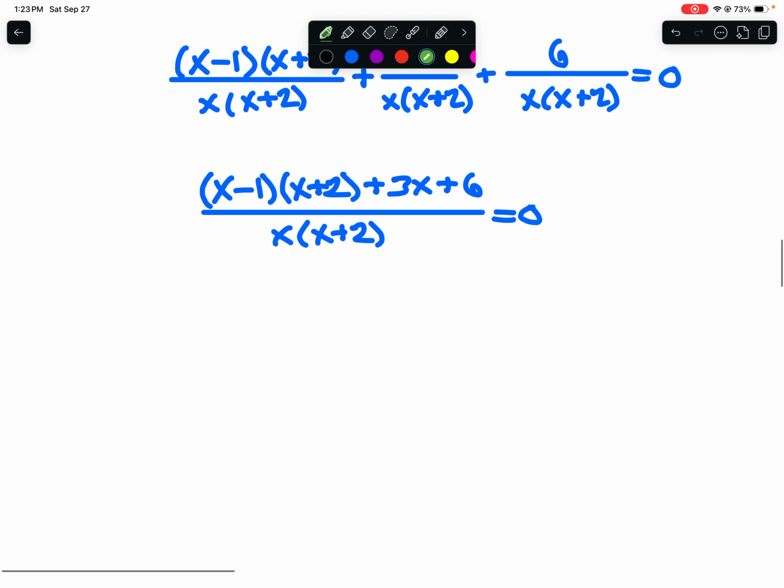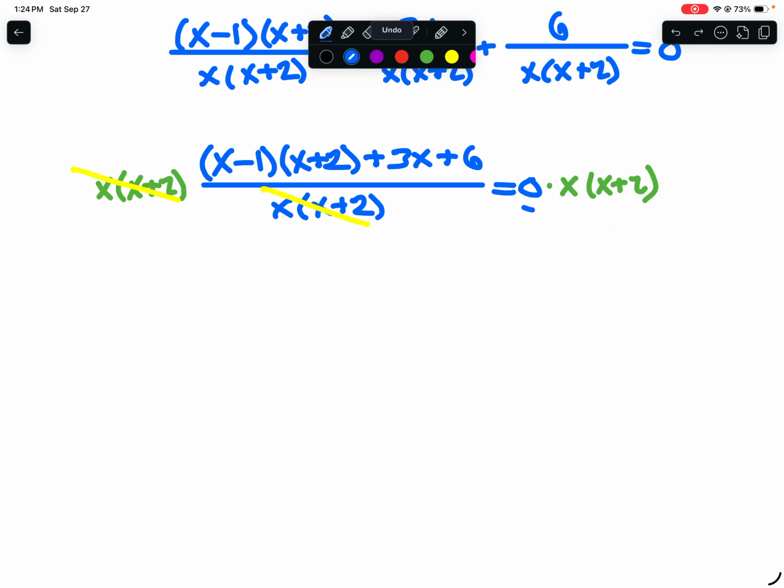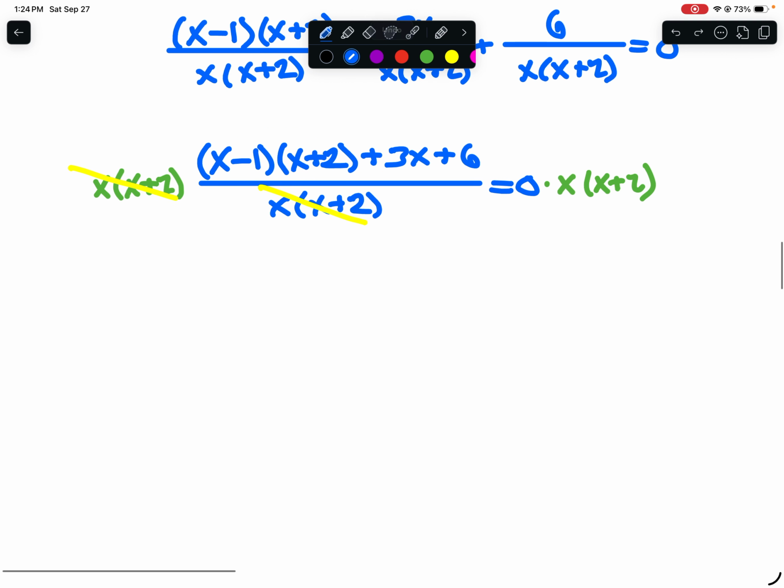So now I'm going to multiply x times x plus 2 on both sides. So I'm going to get rid of this denominator. So on the left side, it's going to simplify. And then anything on the right side over here, we have it times 0. So this whole thing is just going to go back to 0. So I'm going to go ahead and multiply these binomials out. So that's going to give us x squared plus x minus 2 plus 3x plus 6. And that's going to equal 0 on the right side since all of this is just multiplied to 0.